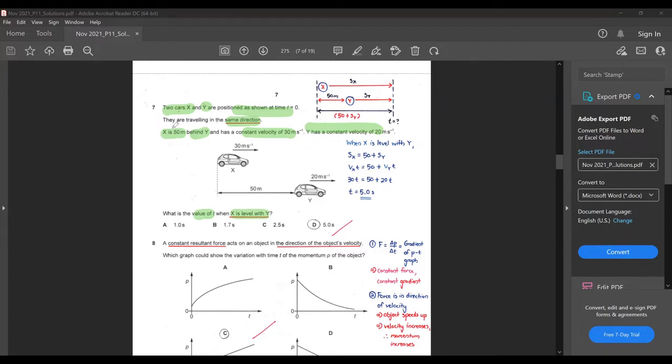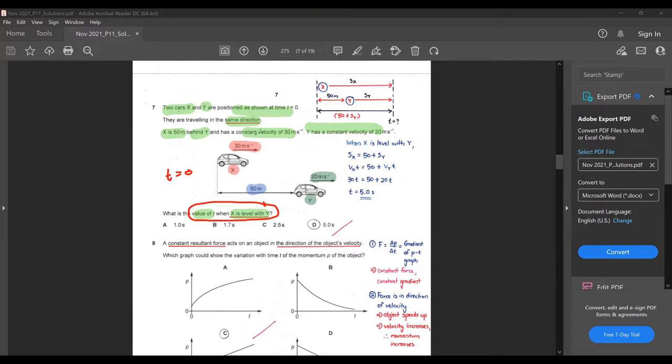Basically, what they're trying to ask you here is how much time would have elapsed before X will catch up with Y. As it is right now, at t equals 0, this is where X is. It's moving at 30 meters per second, and it is 50 meters behind car Y, which is moving at 20 meters per second.